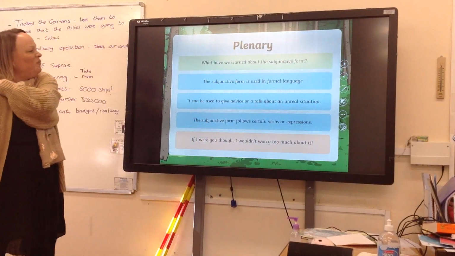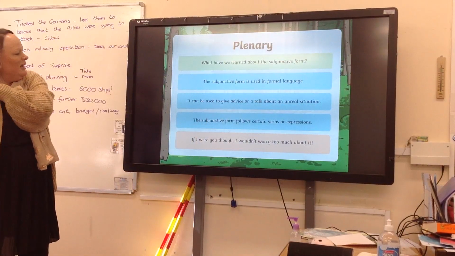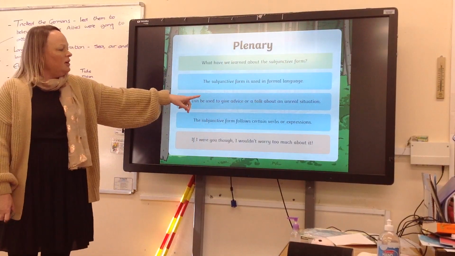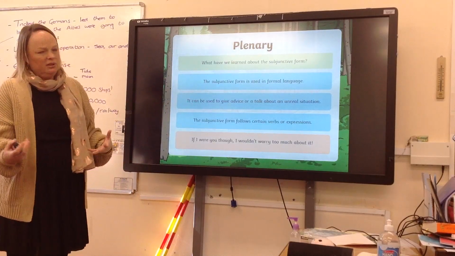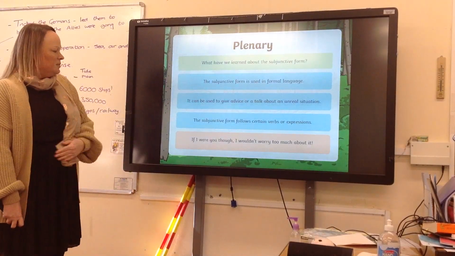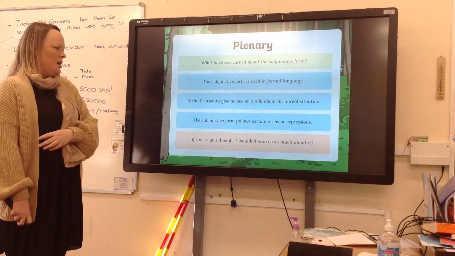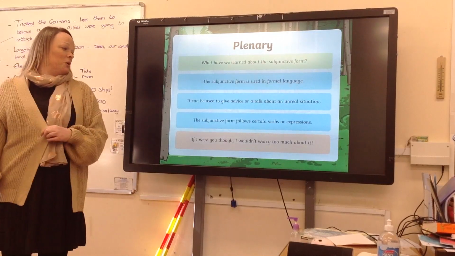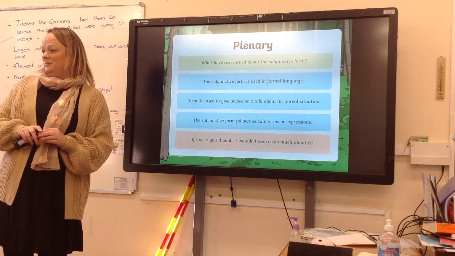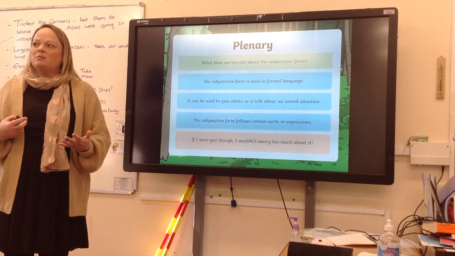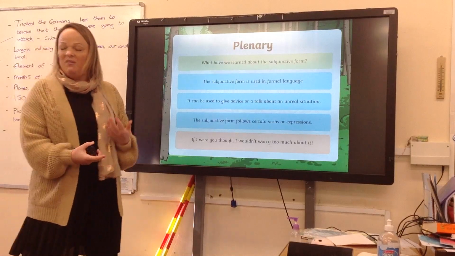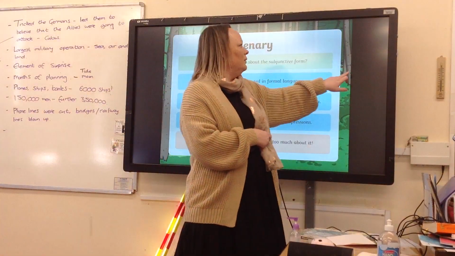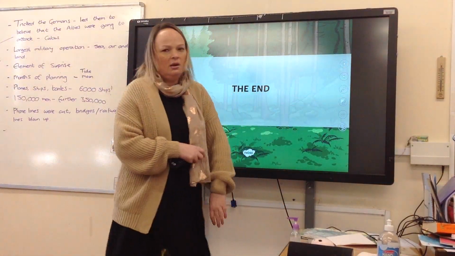Subjunctive form, what have we learnt today? Subjunctive form is used in formal language, we know that. It can be used to give advice or talk about unreal situations. We're actually talking about a real situation. The subjunctive form follows certain verbs or expressions. If I were you though, I wouldn't worry too much about it. Don't stress about it, we'll get it in there. Even if it's something we do when we edit, we'll get it in there. So we will have some editing sessions.